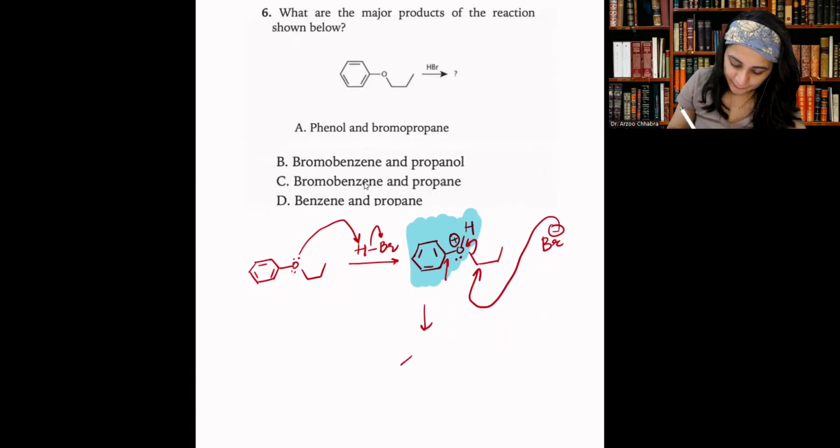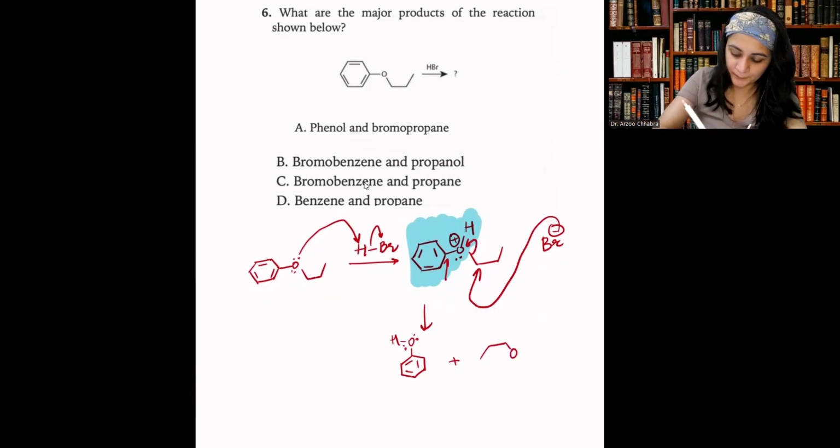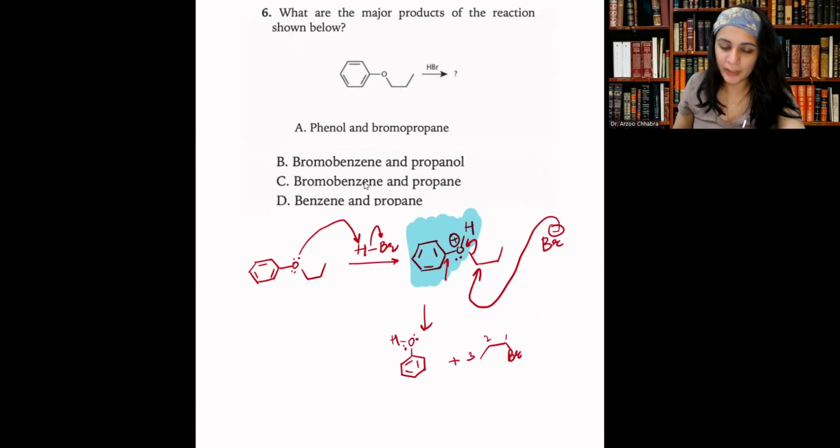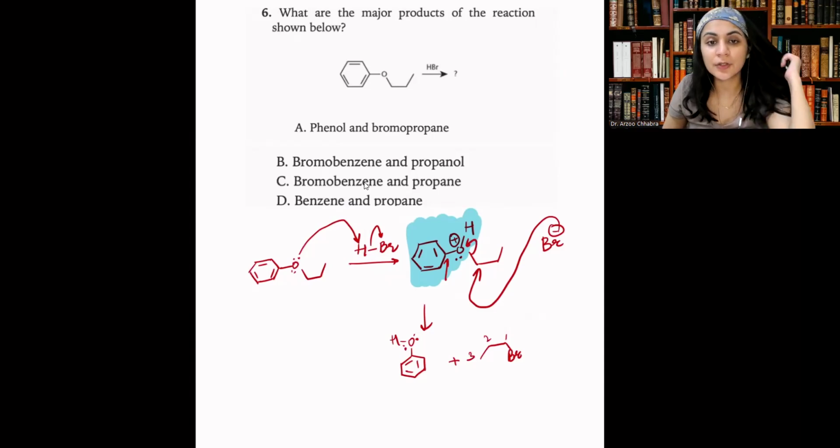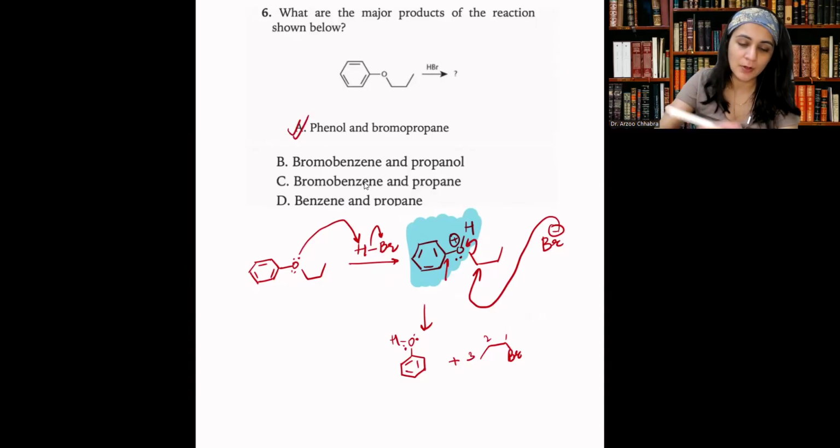So the products that would be formed would be a phenol and, oh, I'm sorry, Br, so propyl bromide, right? 1, 2, 3, propyl bromide would be the other product of the reaction. So the correct answer is phenol and bromopropane. Or alkyl bromide or propyl bromide, right? They are both correct names for that compound. So option A is the correct answer for that problem.